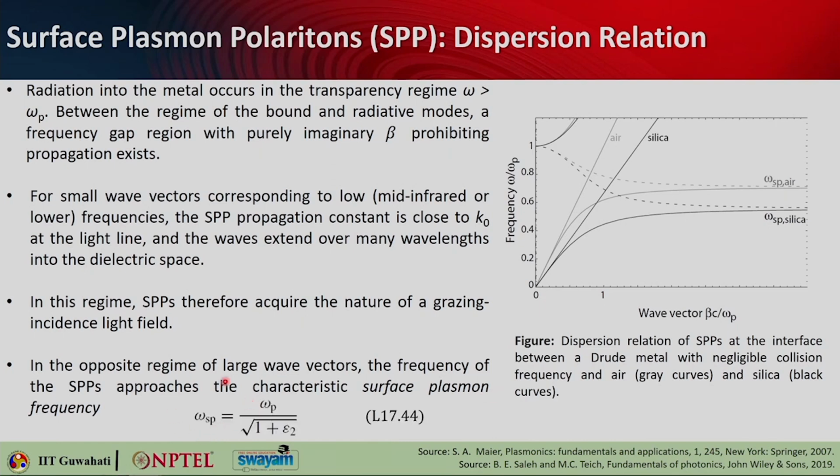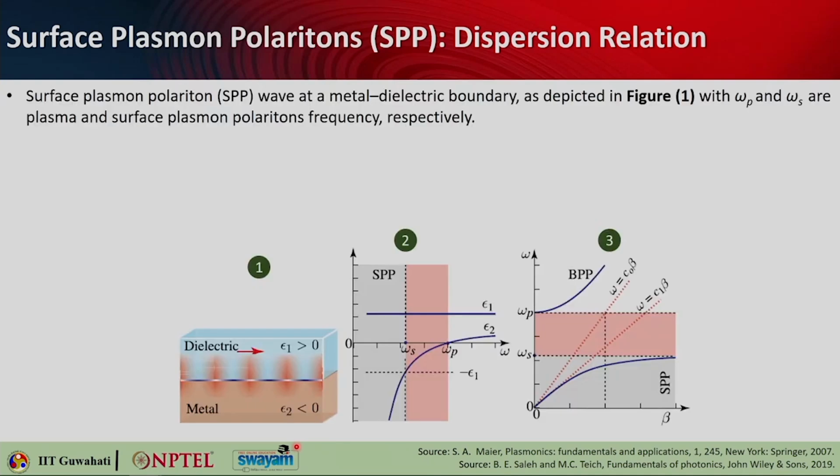So, you can actually see what the characteristic frequency omega SP is. It is the plasma frequency divided by square root of 1 plus epsilon d, or epsilon 2 in this case. Epsilon d is the dielectric permittivity, here epsilon 2 is that permittivity. Let us quickly look into this. The surface plasmon polariton wave at a metal dielectric boundary propagates along the boundary, high low high low and so on, but the field extends more into the dielectric region, less into the metal. This is how it is propagating nicely.